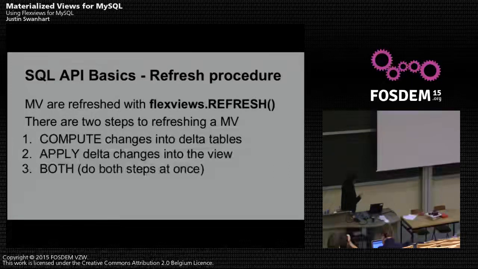So you use flexviews.refresh. You can compute the changes into the delta tables, or you can apply the changes from the delta to the view, or you can do both. The reason why it has a 2-phase calculation like this is you can periodically compute the changes to the view, especially if the table is changing quickly. So like every 5 minutes you can compute changes, but you can update it once an hour or once a day. And the last parameter to refresh, which I'll show you, is normally null, but you can use a transaction ID to update multiple views to the same transactional point in time. So you can have a bunch of different materialized views that are all in sync with each other.